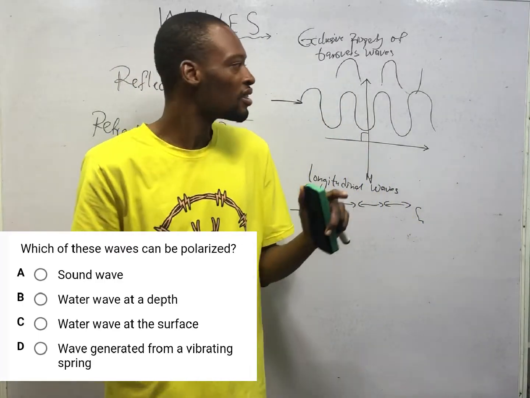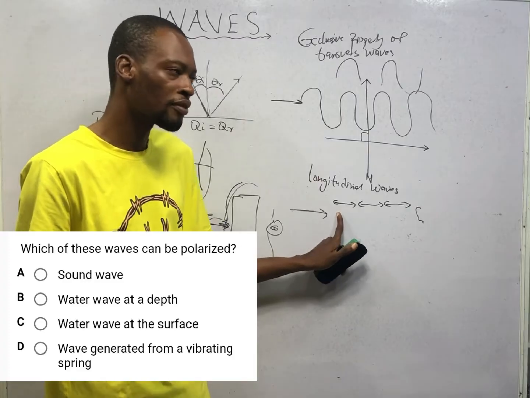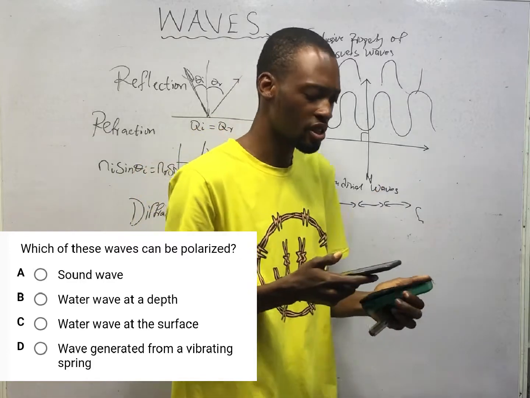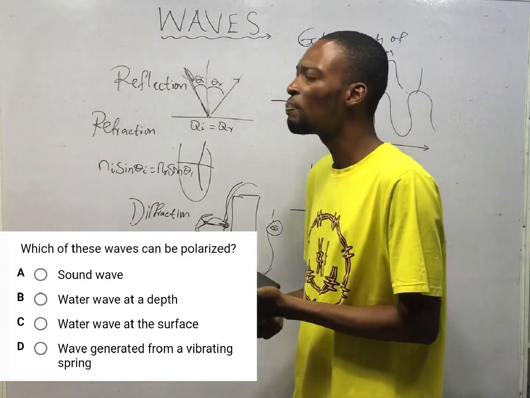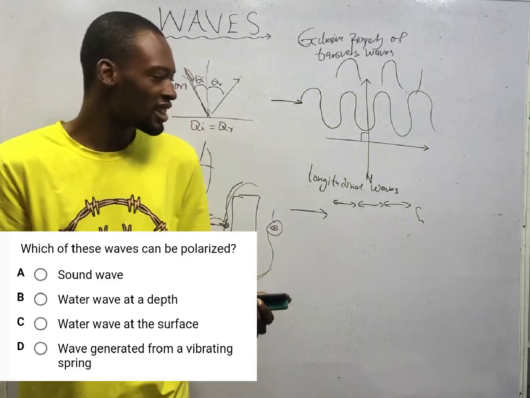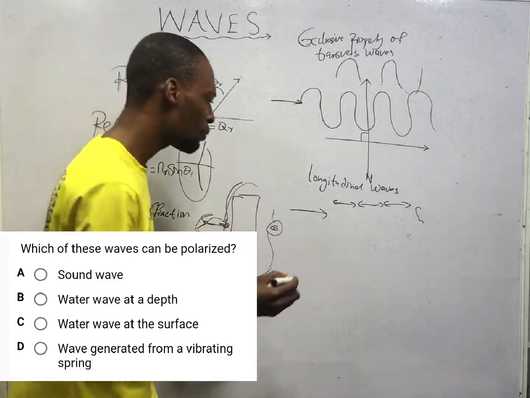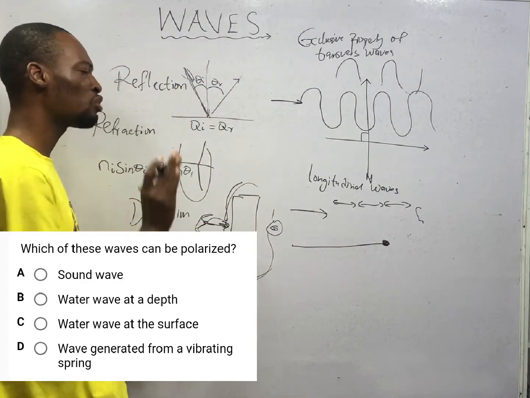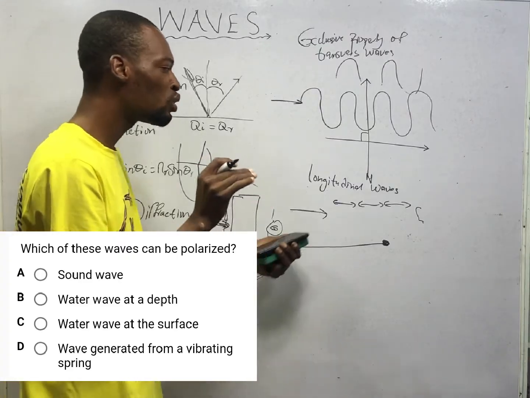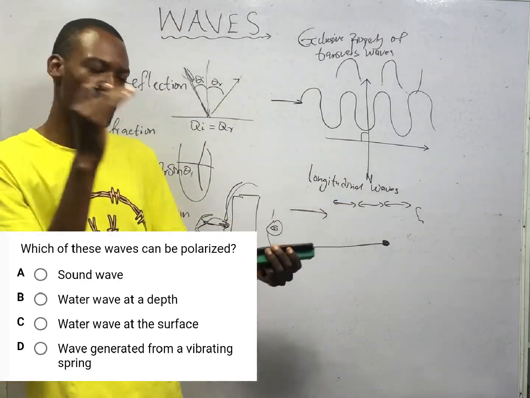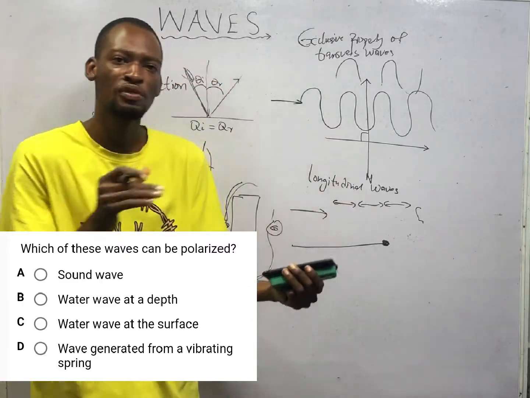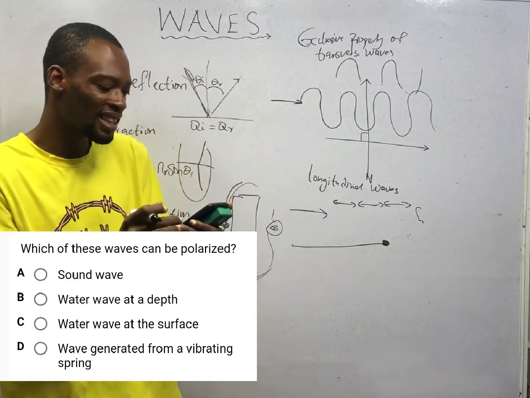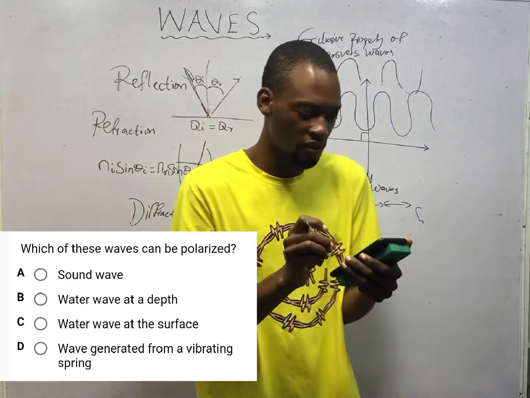Now, sound wave is a longitudinal wave. It cannot be polarized. Wave generated from a vibrating string: now, this is open-ended. Depending on how the string is vibrated, it can be transverse or longitudinal. For example, when one end of the string is fixed and the other one is being shaken, that wave generated is a longitudinal wave. It will move parallel to the direction of propagation, because longitudinal waves move parallel to the direction of propagation. So this cannot be totally said to be a transverse wave.